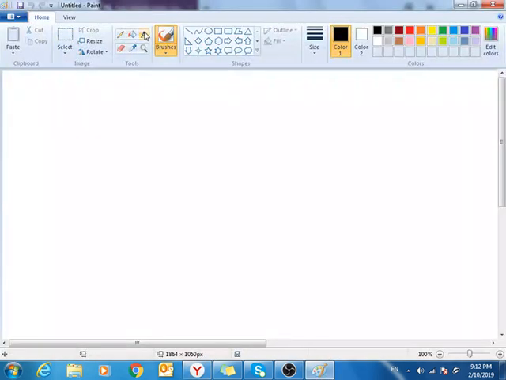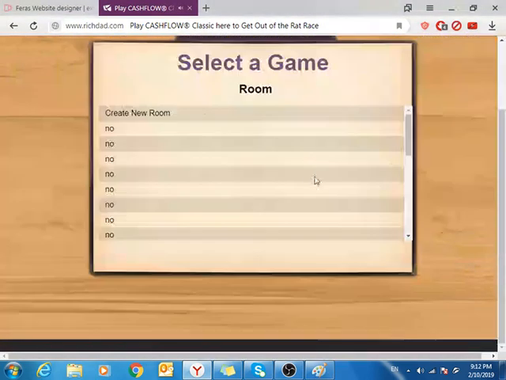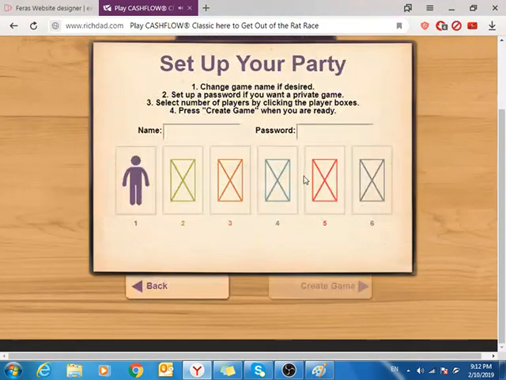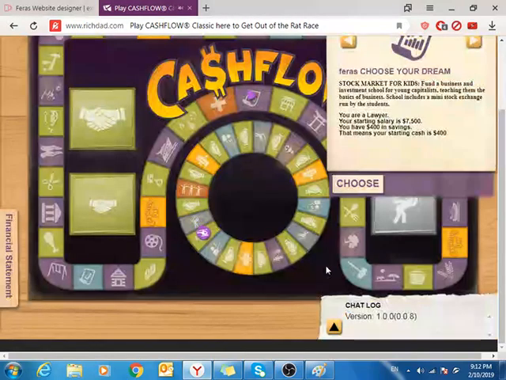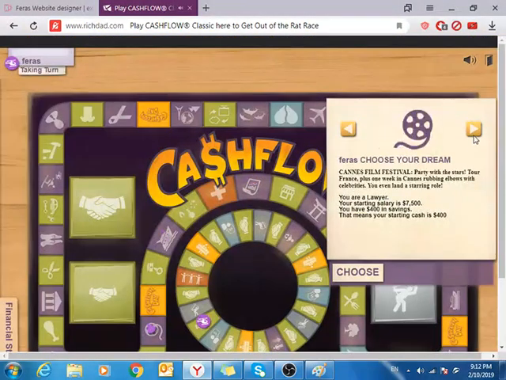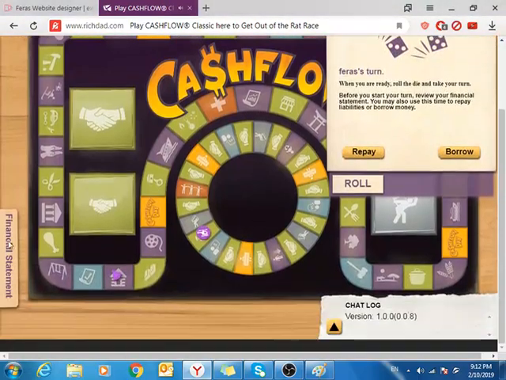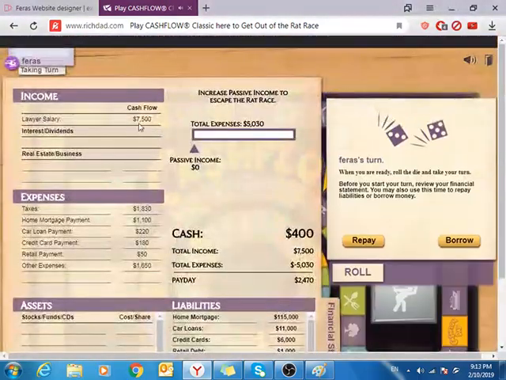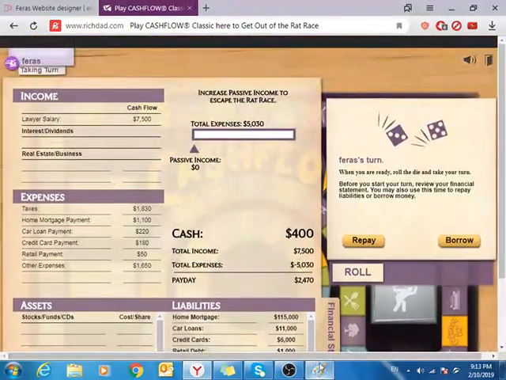Loading, still loading. Create a new player, Feras. Choose a dream. Lawyer, 9 to 5. Okay, and there's passive income.